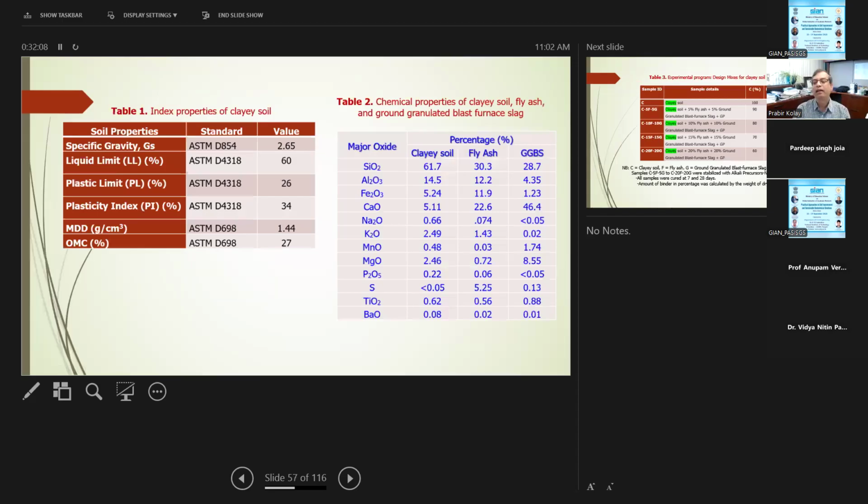And then the chemical composition is very important, as I mentioned earlier. The chemical composition of fly ash, GGBS, and blast furnace slag. Over here, this fly ash is class C, where the calcium is 22%. And then the specific gravity of the clay is 2.65, liquid limit is 60, and plasticity index is 34.